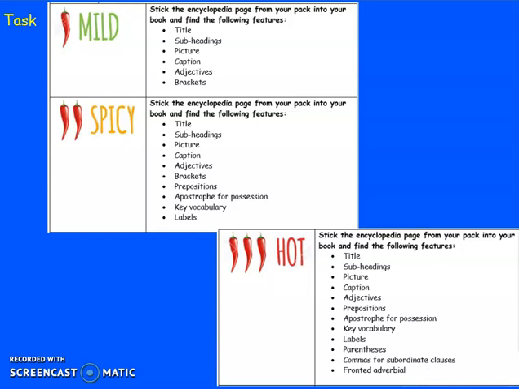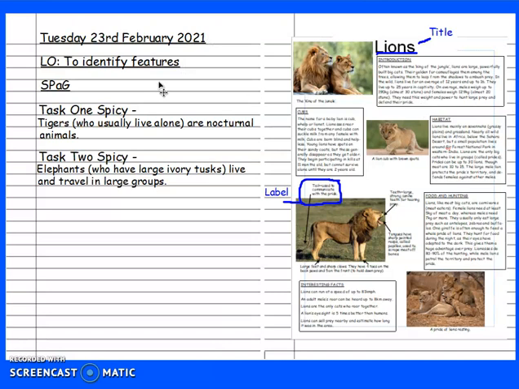So you'll stick it in your book. You can either colour code it if you want and do a little table, or you can underline or highlight and label. So if you're underlining it, make sure you label what the feature is. If you're doing it in different colours, make sure you have a list of what those colours mean. So when we come to mark it, we know you've found the right features.